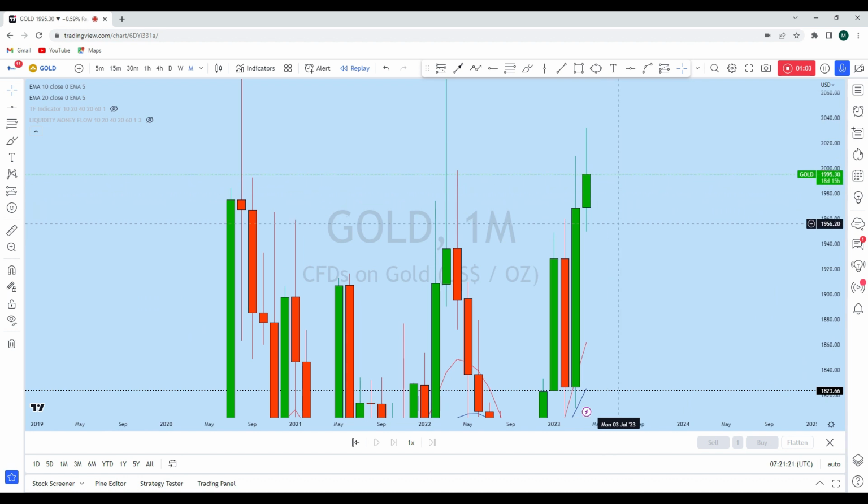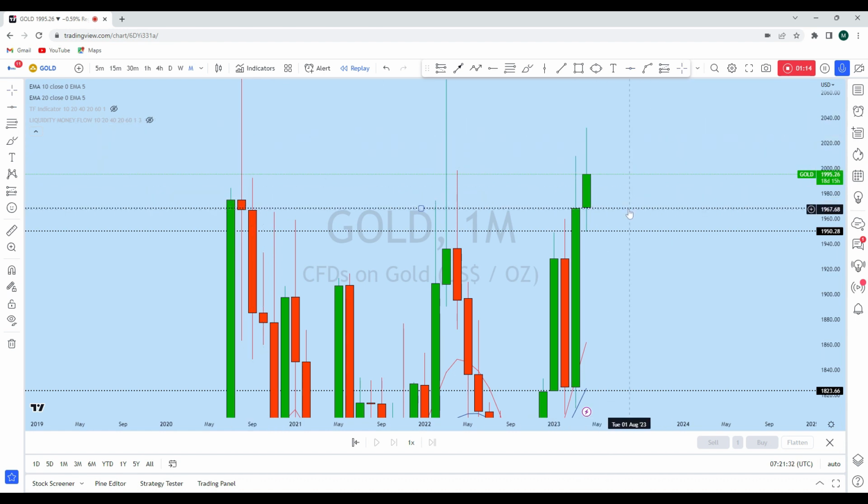started slowly dropping. What I think is that with that drop, gold might be testing any of these lows of the monthly, or at least this monthly opening and closing zone. So with that being said, we might see some downward bias in the upcoming days on gold.